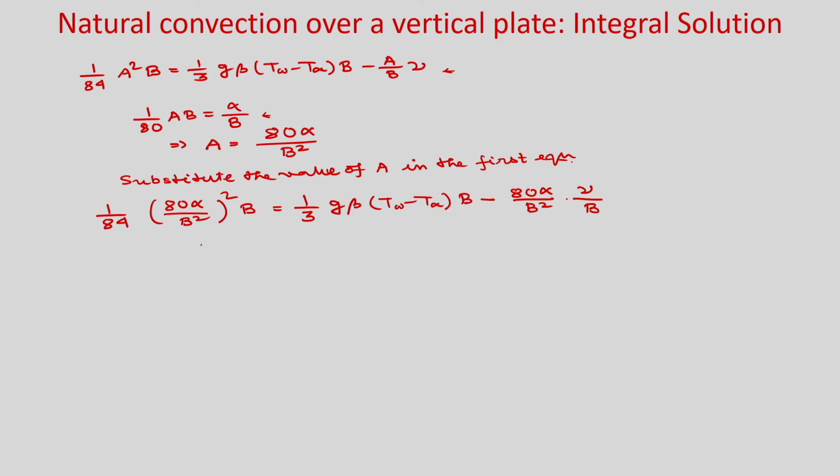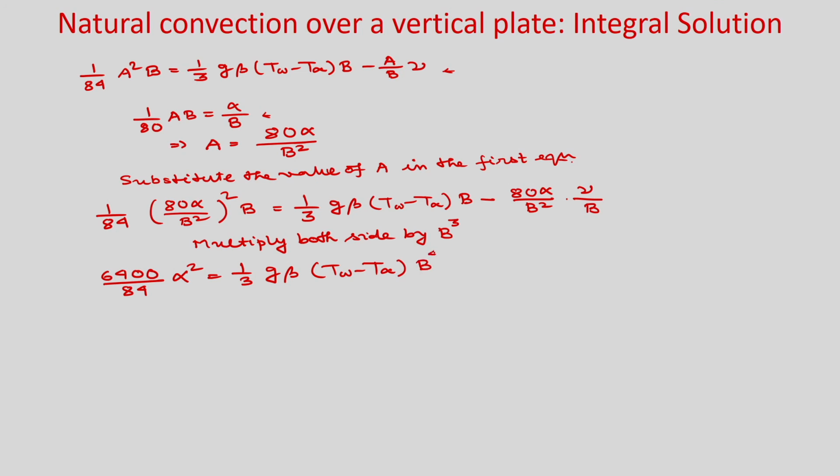So, what you do? You multiply both sides by b cube. If you rearrange it, you will get 6400 divided by 84 alpha square is equal to 1 by 3 g beta (T w minus T infinity) b to the power 4 minus 80 alpha nu. So, from here you will find b to the power 4.